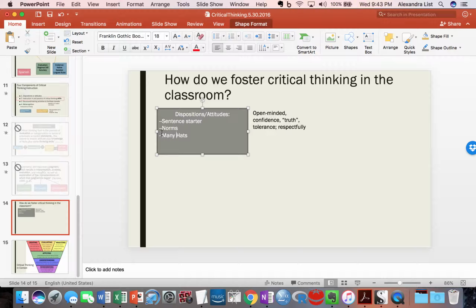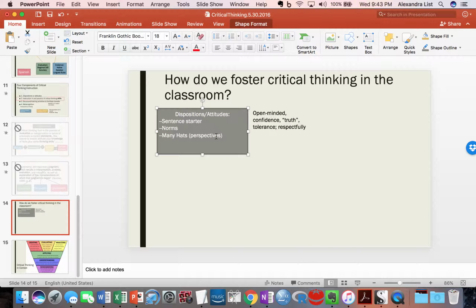So if I have a student in my class and it's a government class and they're staunchly Democratic, make them argue for a Republican side. So explicitly asking students to take on others' perspectives. At the same time, going back to other strategies we talked about, we give them sentence starters or norms to help them take on that perspective in respectful ways.